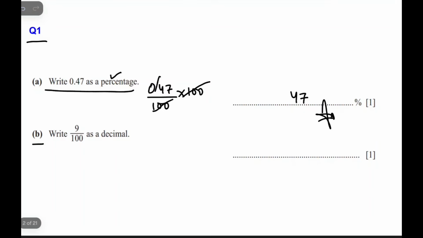Question number 1, B part, write 9 upon 100 as a decimal. So when we write 9, the decimal position is here. As we have to divide by 100, we'll shift this decimal 2 positions to the left. 1 and 2. So the decimal position will be here. So 0.09 will be our answer.